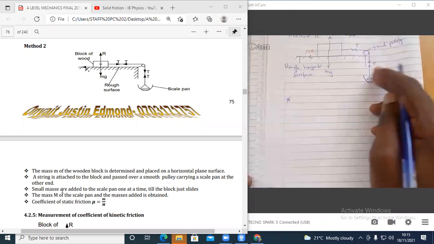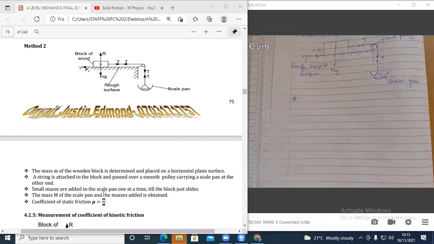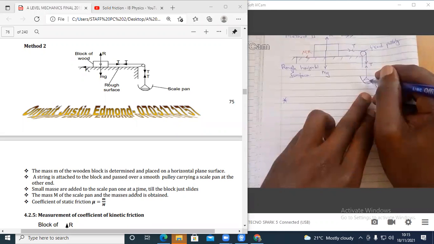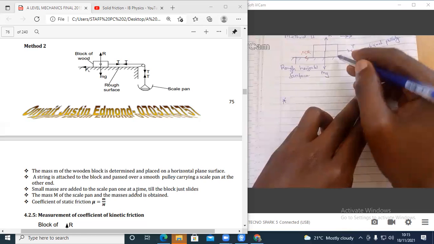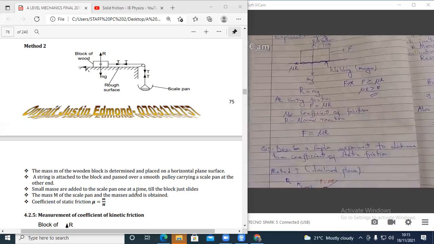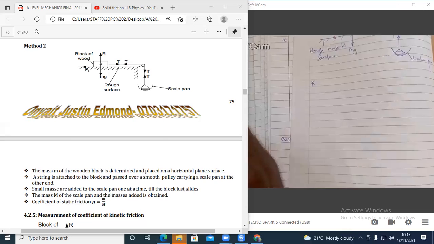So we have the scale pan here. Then small masses are added to the scale pan one at a time. You keep on adding the masses here, one at a time. Why do we add the masses? We add the masses because we want the block just to slip, just to move.